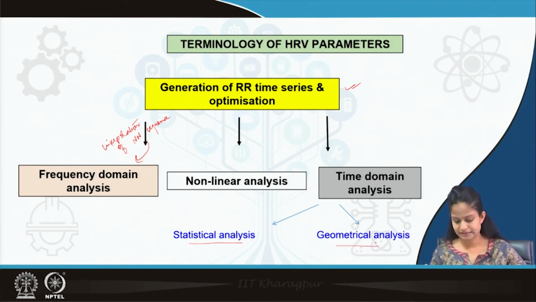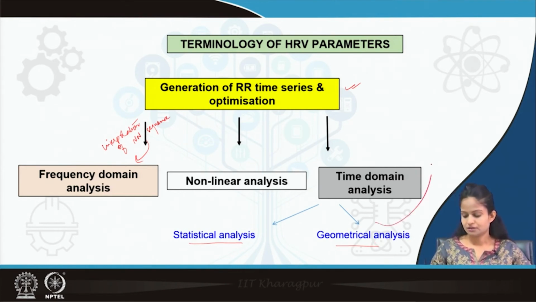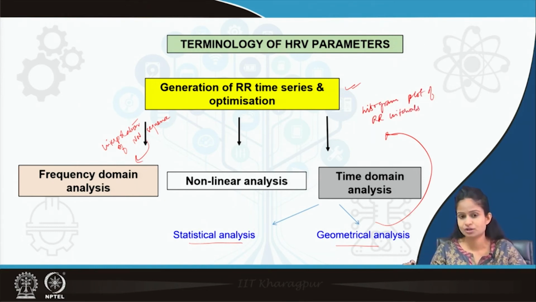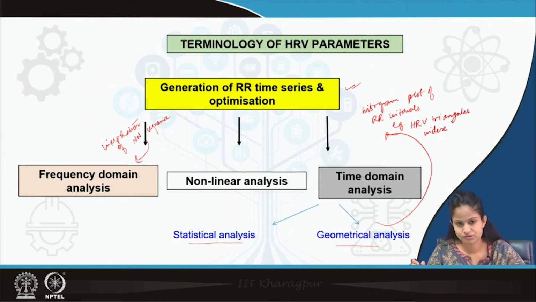Before moving on to the statistical analysis, geometric analysis is very complex. Geometrical analysis measures are usually obtained from the histogram plot of RR intervals. When all the NN intervals or RR intervals are plotted in a histogram, from there we do the geometrical analysis. An example of geometrical analysis is the HRV triangular index, which was a very popular geometrical analysis index.